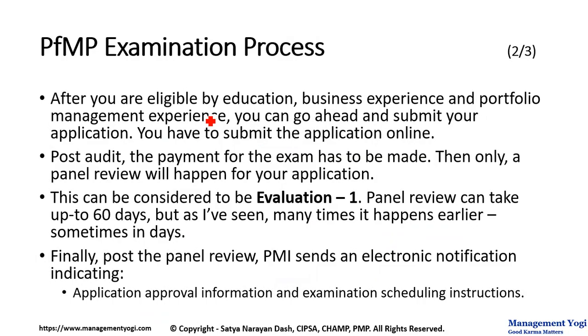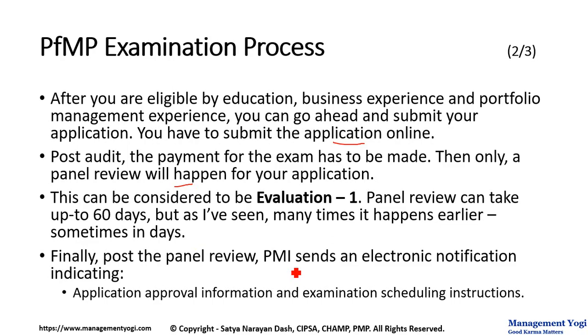So another set of things that you need to know, just to have more elaboration. After you are eligible by education, business experience and portfolio management experience, you can go ahead and submit your application. You have to submit the application online. That is a better way. Post audit, the payment for the exam has to be made. Then only a panel review will happen for your application. This can be considered to be evaluation 1. Panel review can take up to 60 days, as I said sometime before, but many times it actually happens fast.